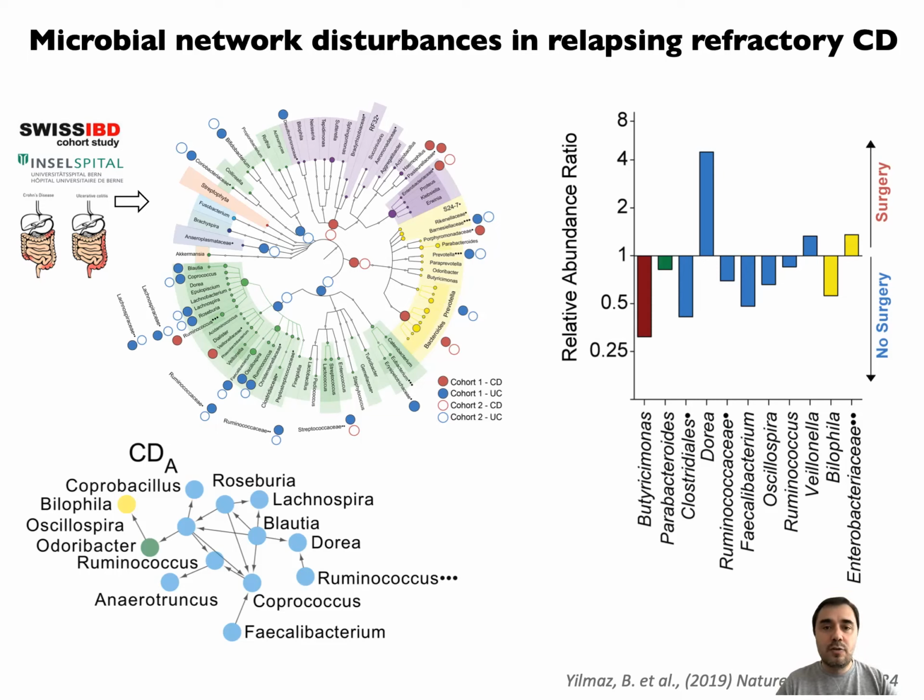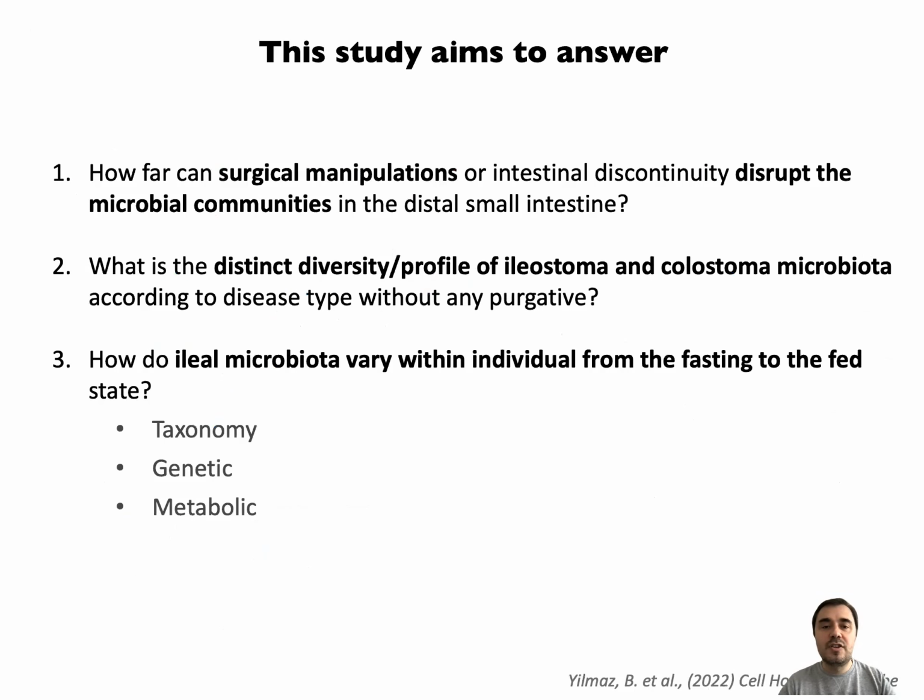So based on this, and another finding that I'm not showing here, where we see that the purgative is actually homogenizing the gut, and then we don't see any difference between the ileum and the colon, we wanted to characterize the microbiota in ileum and colon patients where there is no purgative. And for that, we used stoma patients and we tried to answer the following questions.